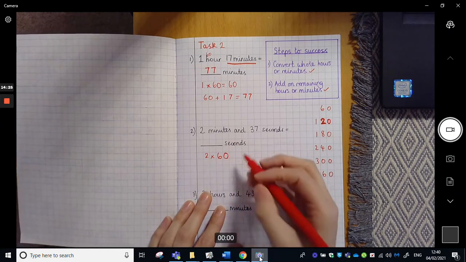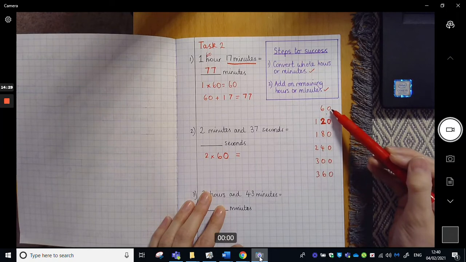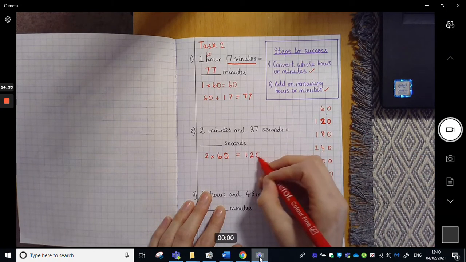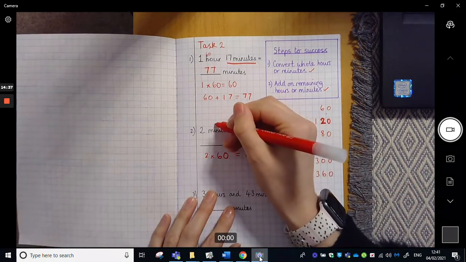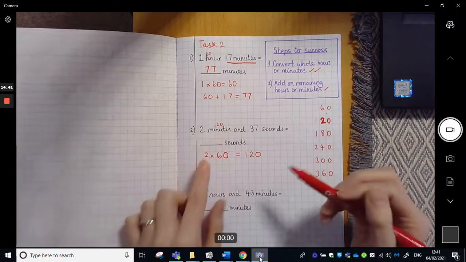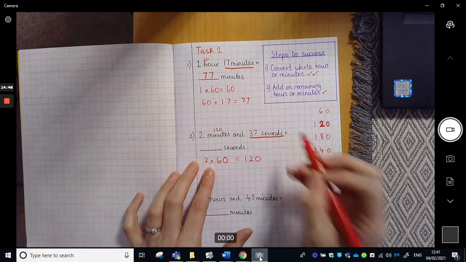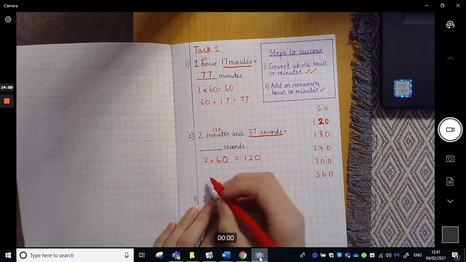So 2 times 60 is equal to, now I've wrote this down the side here to help me, so I know 1, 2, it's going to be 120. So you can also write this at home to help you as well. So I've done this part here, I know that that's 120. So now I need to look at the seconds that's left over. So I've got 37 seconds. So I need to add that on to 120.